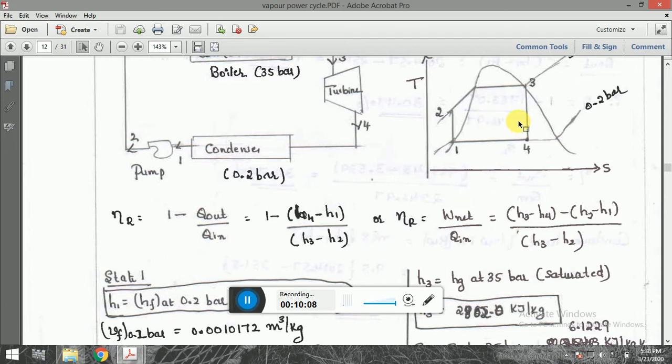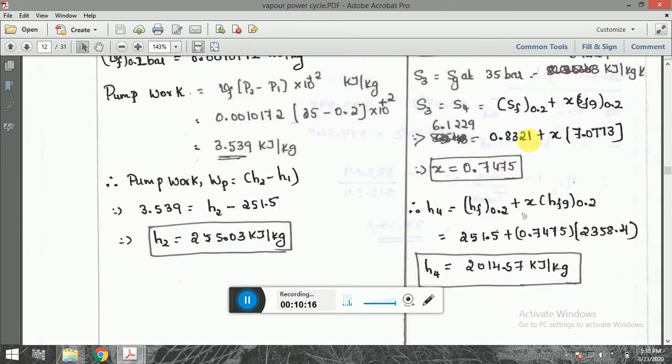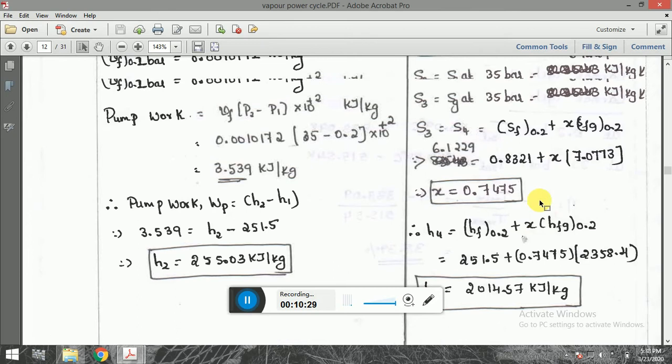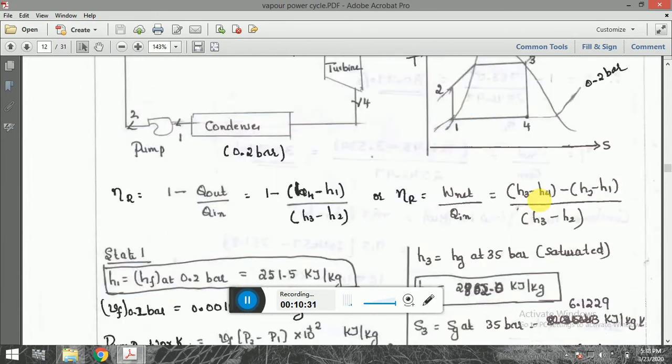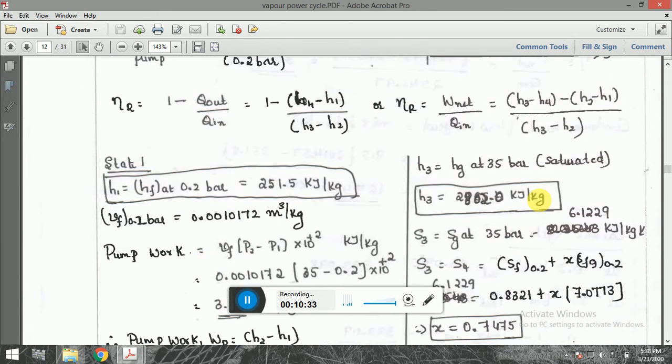It is a liquid plus vapor region. So we need to know the dryness fraction at state 4. To find the dryness fraction, we need h_f plus dryness fraction times h_fg. h_f and h_fg can be found directly from the 0.2 bar data and noted down from the data handbook, but to find x we need to follow a certain procedure. That is, we need to find entropy.